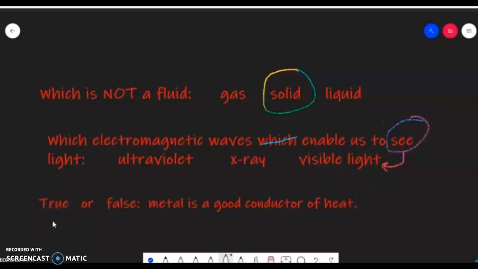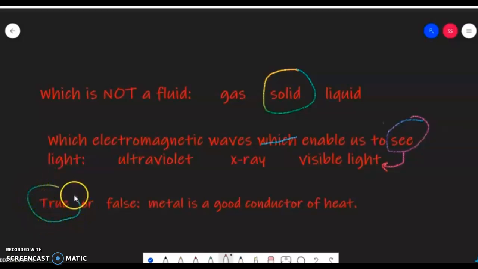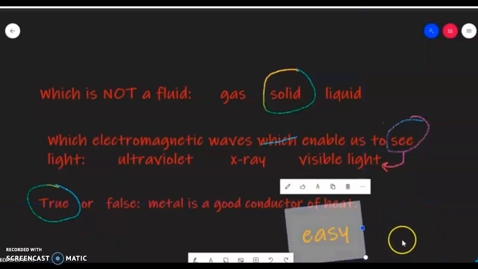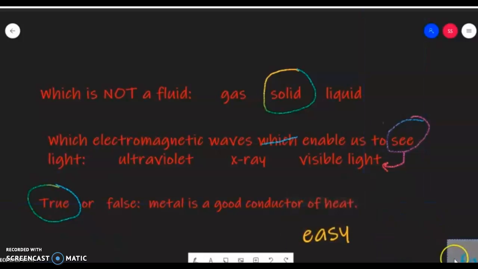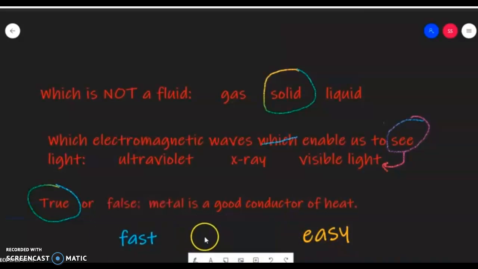And true or false? Metal is a good conductor of heat. True. And why is that so? Because it's easy and it's fast. Once hot, it stays hot for a while.